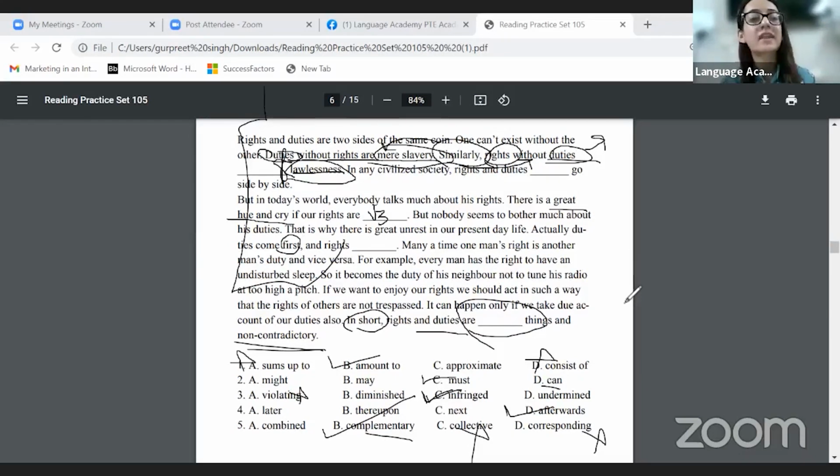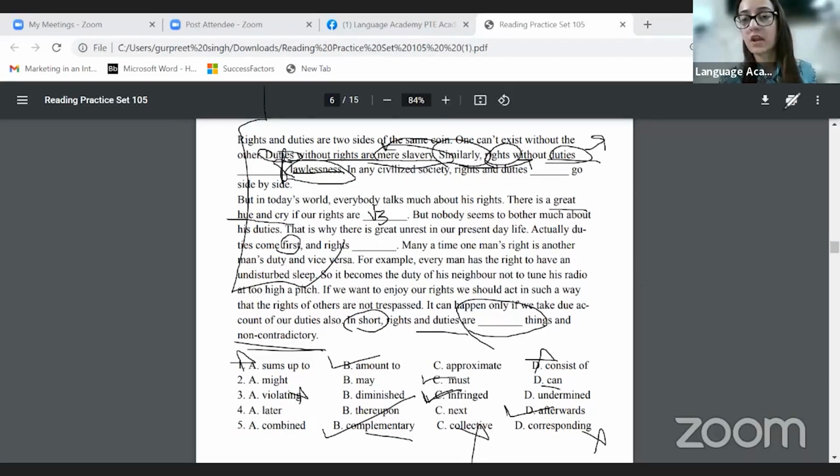Here we need a describing word for what are rights and duties, like they have used that rights and duties are non-contradictory, means they are not against each other. Rights and duties are complementary. Complementary means they support each other. Corresponding doesn't mean support in any form, or that they benefit each other, or go hand in hand. Corresponding has none of these meanings.